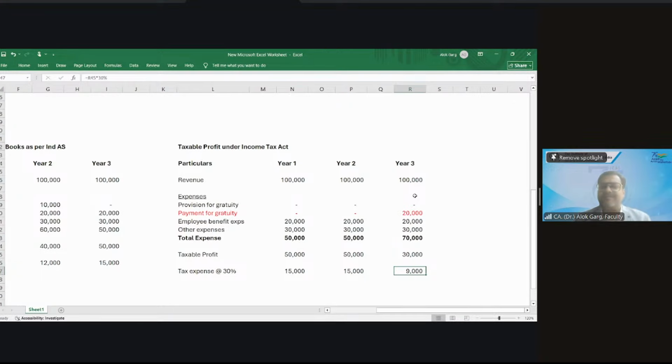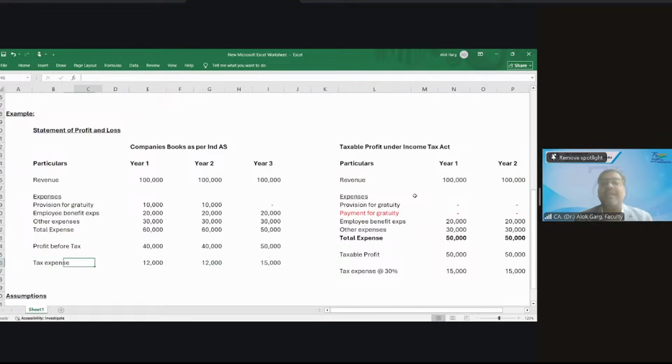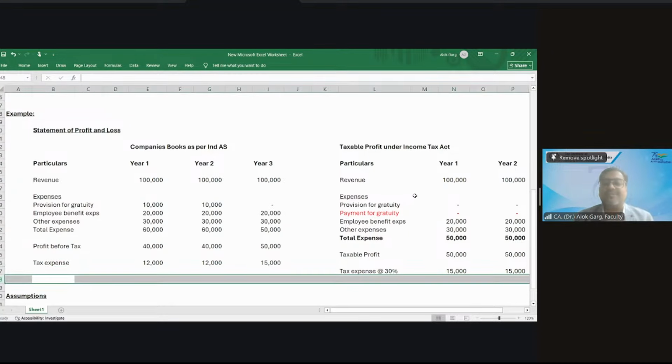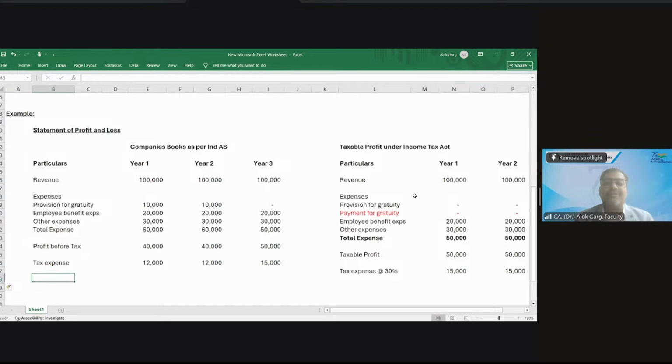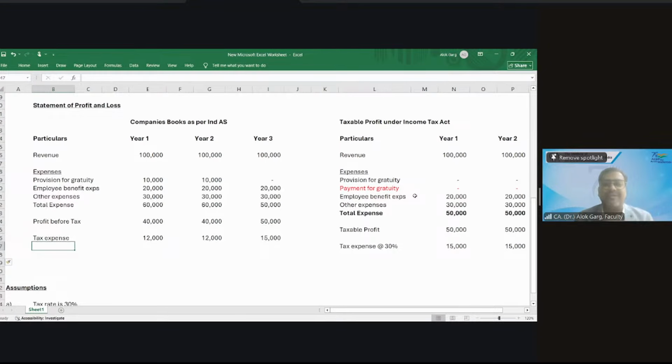So friends, what is the nature of this tax expense in your accounting P&L, and what is the nature of this tax expense under the income tax act? In your accounting P&L, this tax expense consists of two portions. What are these two portions? This is current tax and what? Deferred tax.